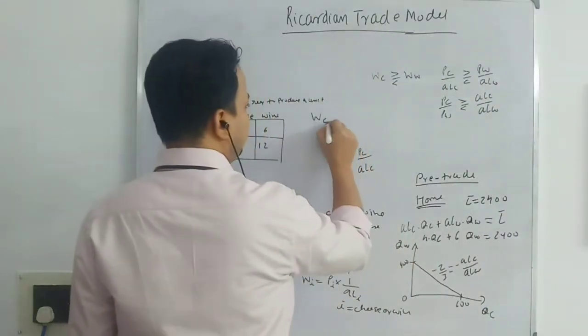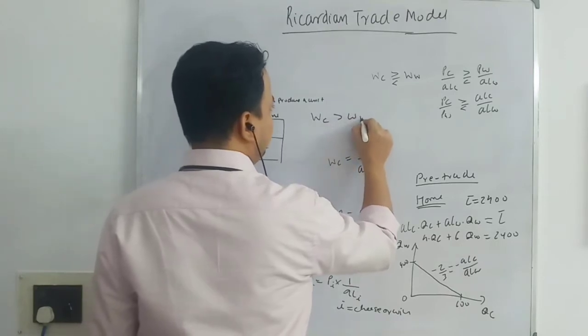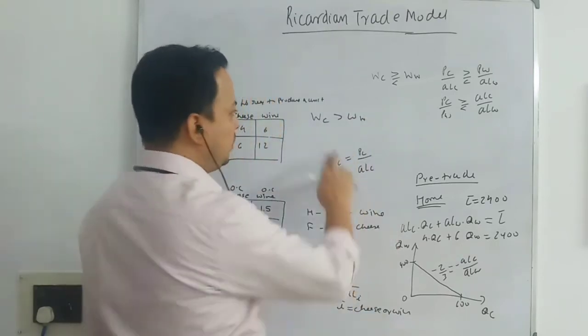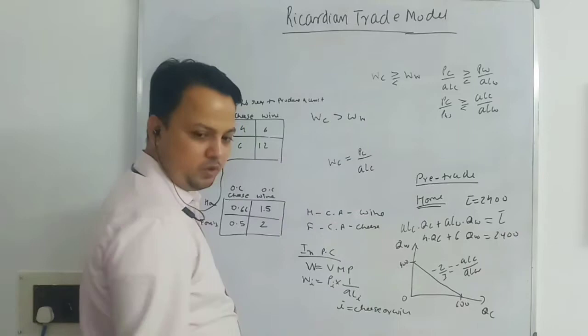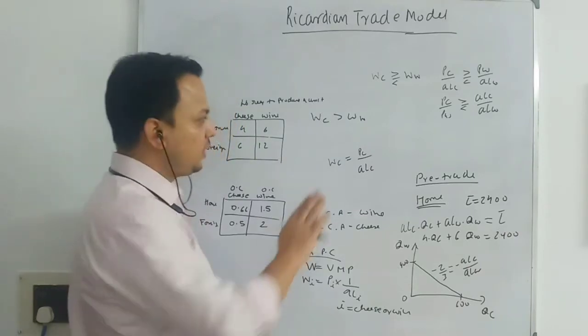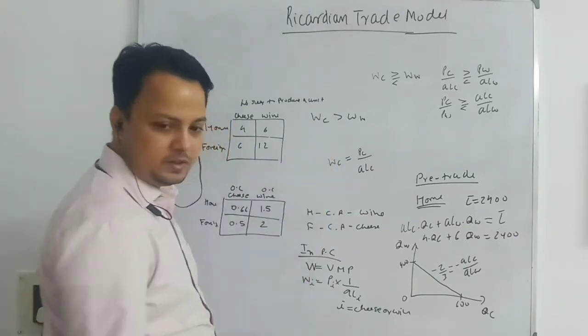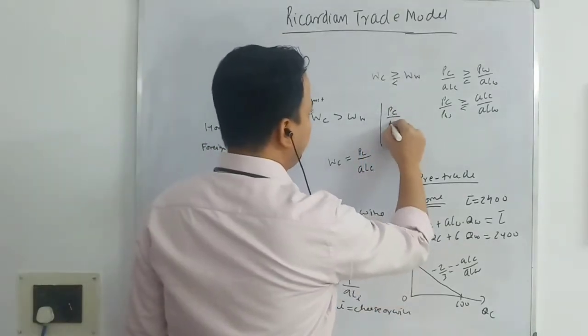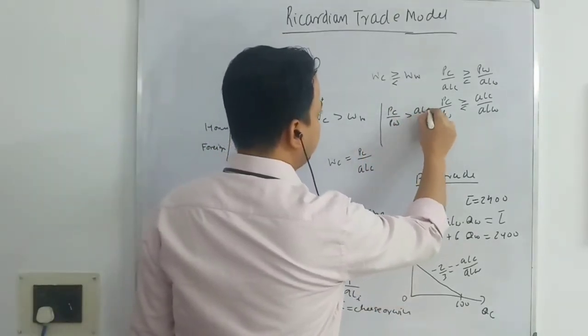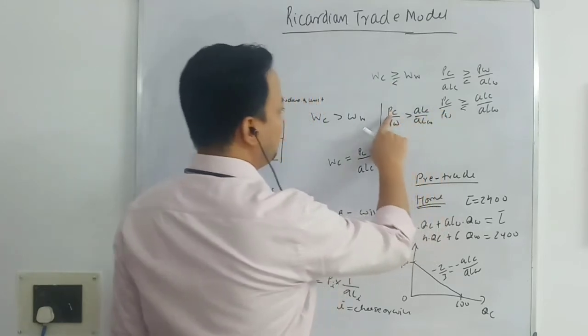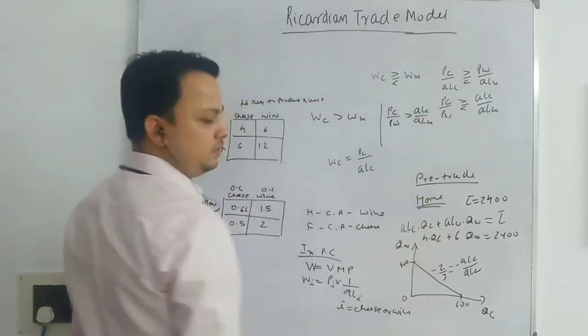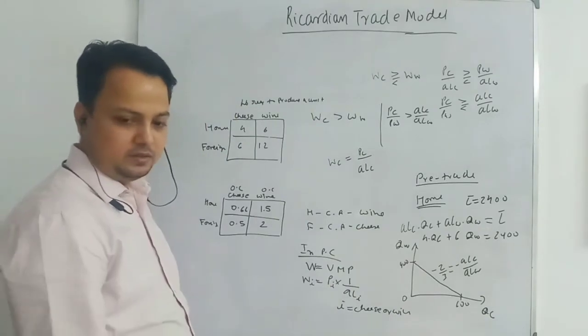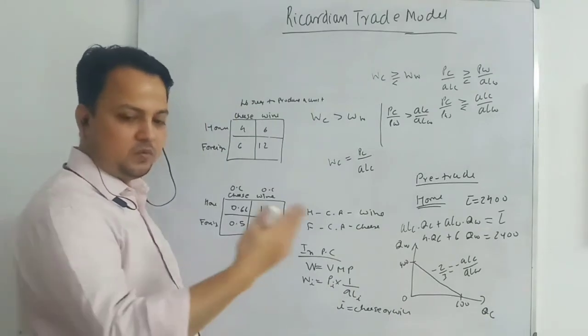So when the wage in the cheese sector is greater than the wage in the wine sector, this basically means that workers are moving to cheese production. Workers will work in the cheese sector, they will not work in the wine sector. This basically means that PC over PW is greater than ANC over ANW. That means the relative price of cheese is greater than the opportunity cost of producing cheese. So workers will work there.